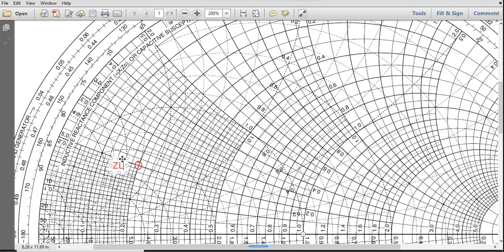Which case is this? Case 1, case 2, case 3? ZL is inside 1 plus JB. Yes, correct. ZL is inside the 1 plus JB circle. So from here, how will we go? From here, we will solve the problem.